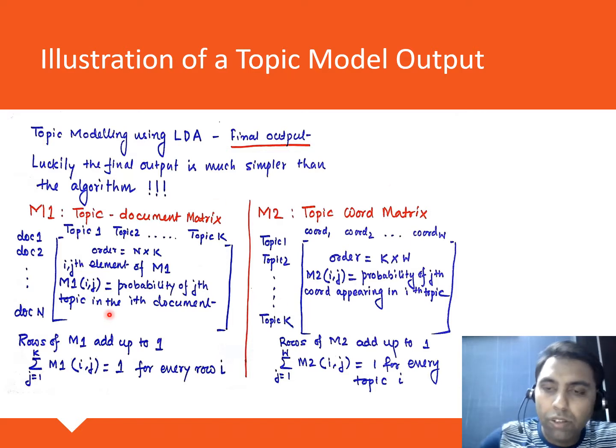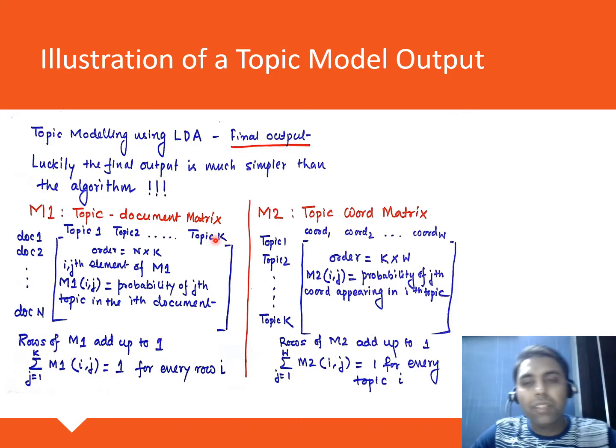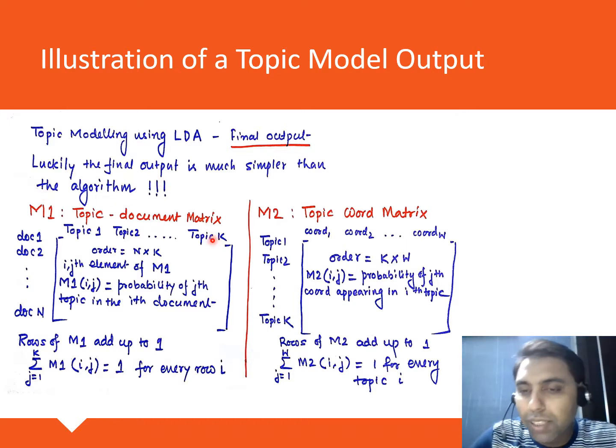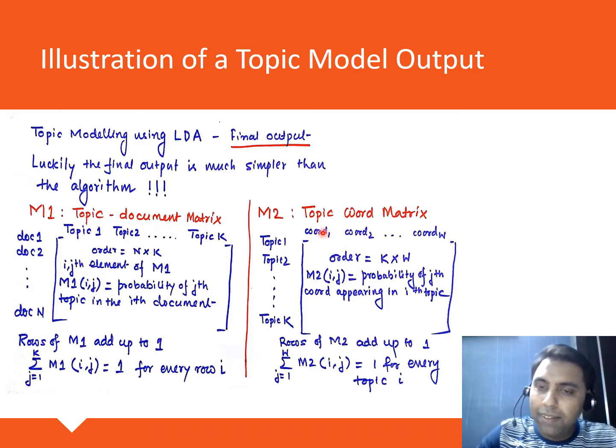Obviously, when we do the hands-on, we will look at a more real form of this output, but the final output luckily is much less complicated than the algorithm is. So it gives you two matrices as output, as simple as that. And you would have already guessed what these two matrices are. They are the matrices which give the conditional probability of topic given document, and the conditional probability of the topic given word.